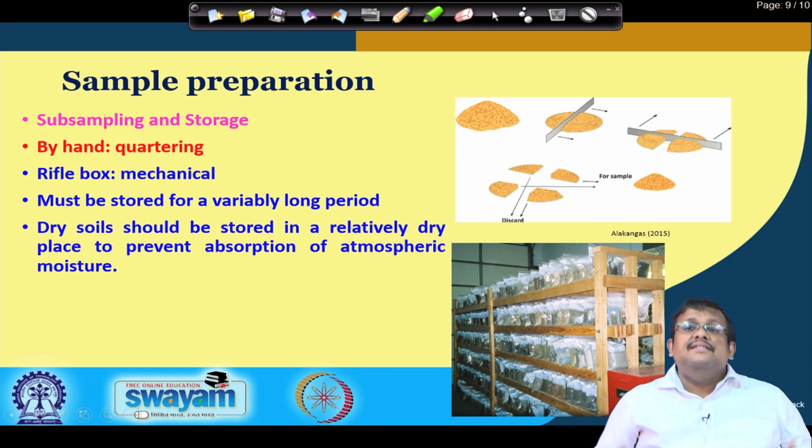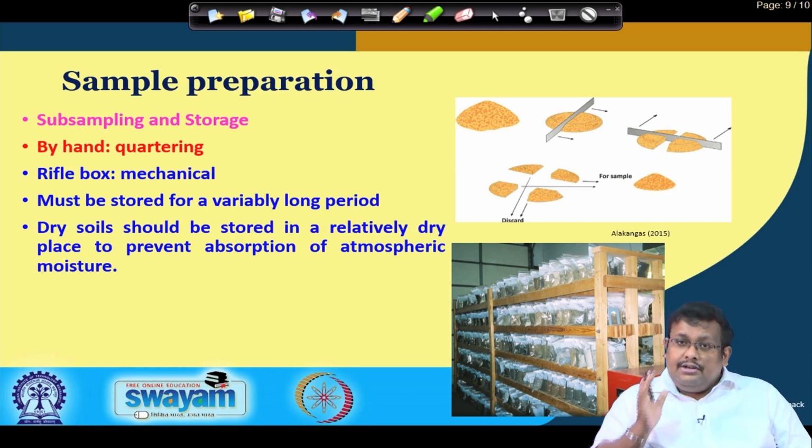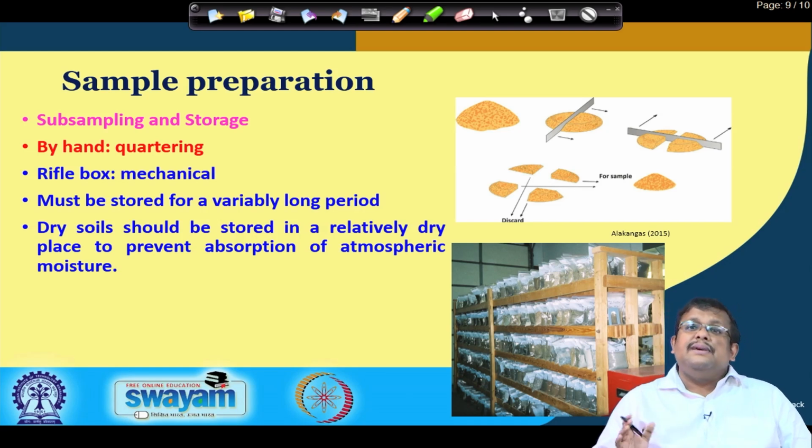Now, once you sieve the samples, you must have got enough samples. To store the samples for a longer duration and for better utilization of the storage space, you have to subsample the collected sample. For subsampling, we generally follow a method called the quartering process.